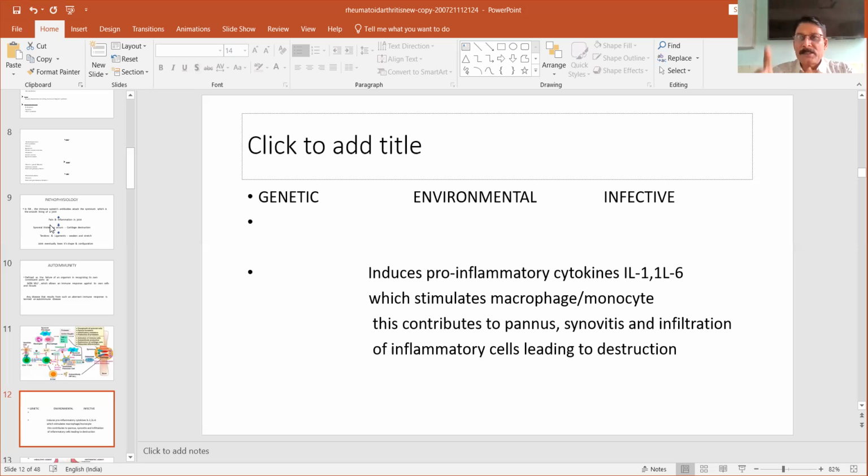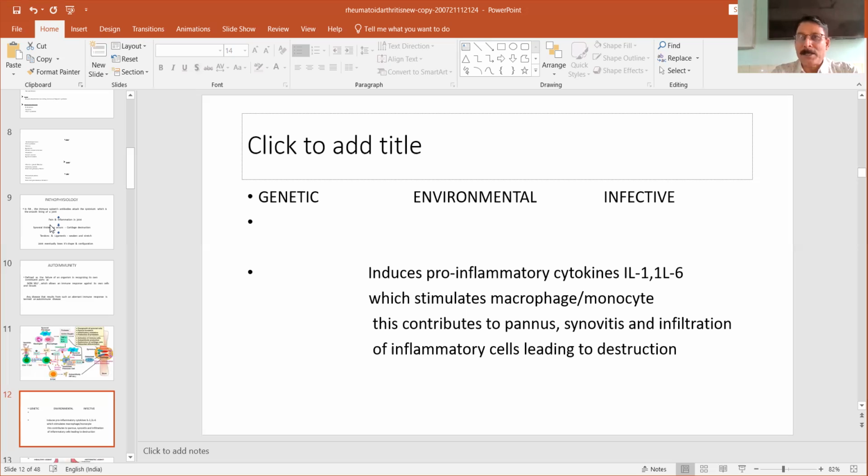These peptides are mostly interleukins. They are sending an impulse to the monocytes and macrophages to go there, accumulate there, and attack there. So they are getting a signal, that is why they are attacking. And this attacking leads to the formation of pannus and then leads to erosions. So erosion takes place, then subsequently clinical features come out.